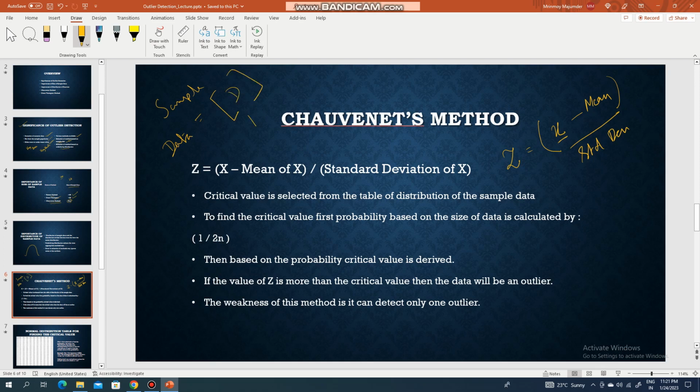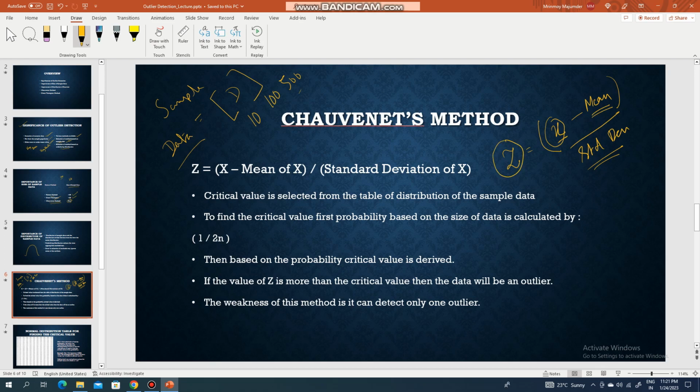So there might be 10 data points, there might be 100 data points, there might be 500 data points. But the set of data that you have collected is the sample data. So you have to calculate the mean of that sample data and the standard deviation of that sample data, and you deduct the mean from each of the data points and divide the result by the standard deviation to find Z.